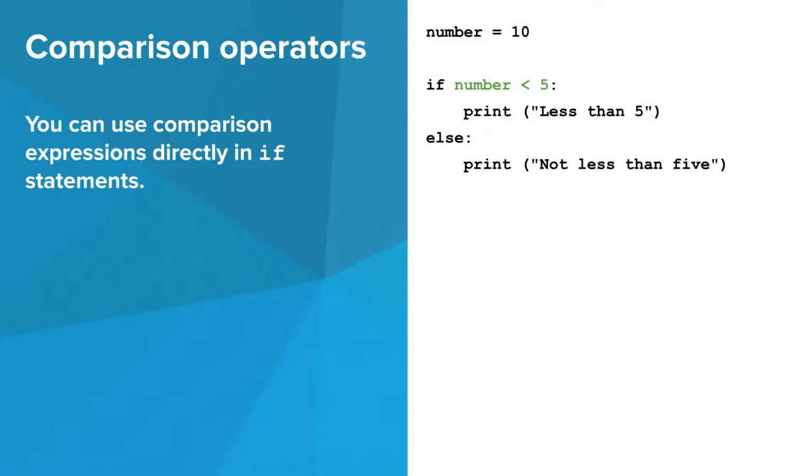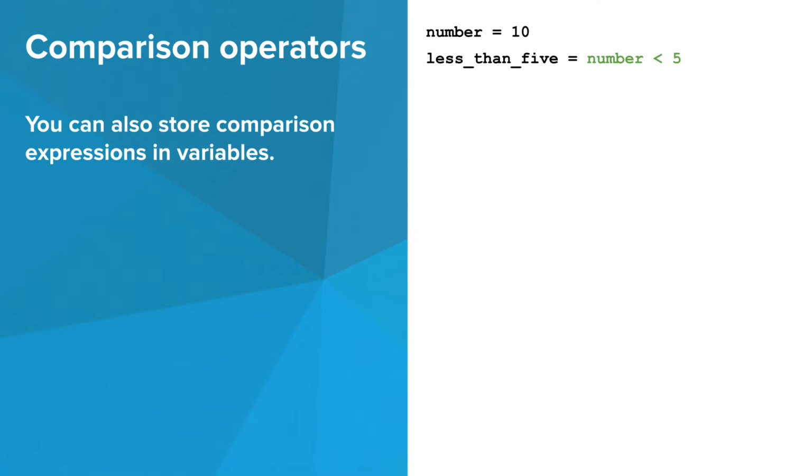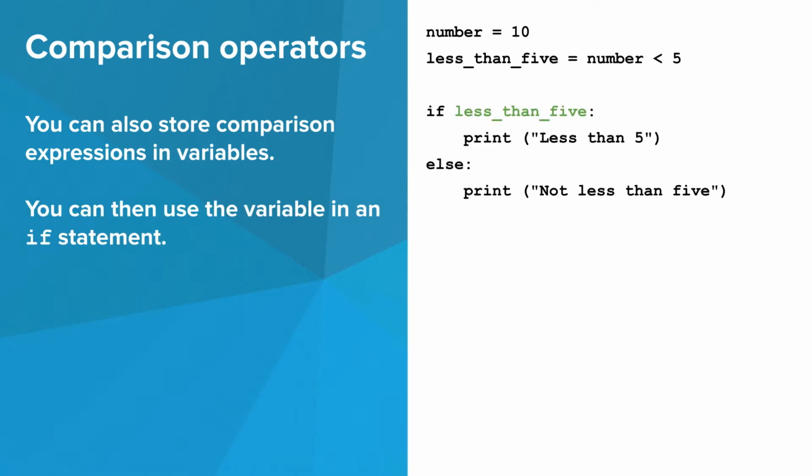As we saw with Yelena's high jump attempt, you can use comparison expressions directly in an if statement. In this case, the comparison evaluates to false, since 10 is not less than 5. So the else part of the statement is what runs. You can also store comparison expressions in variables. And then you can use the variable in an if statement.